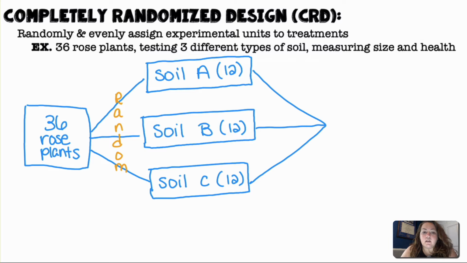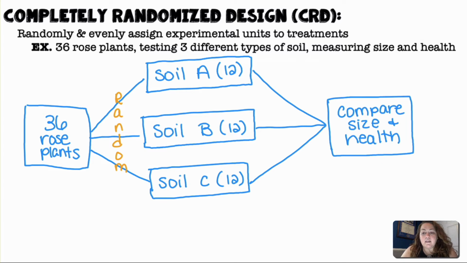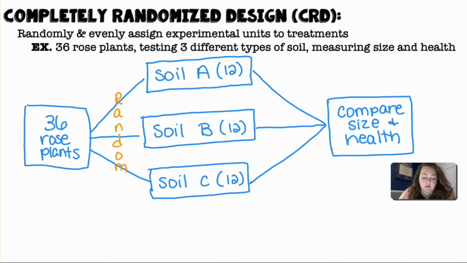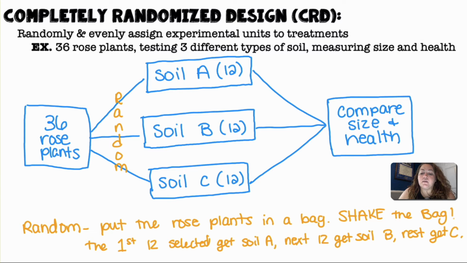If I have 36 and I divide that by 3, that means it's going to be 12 each. Again, I'm randomly assigning them, and then I'm going to compare the size and the health of those plants. I do have to also specify how I did that random assignment. I put the rose plants in a bag, shake the bag. The first 12 selected get soil A, the next 12 get soil B, the rest get soil C.